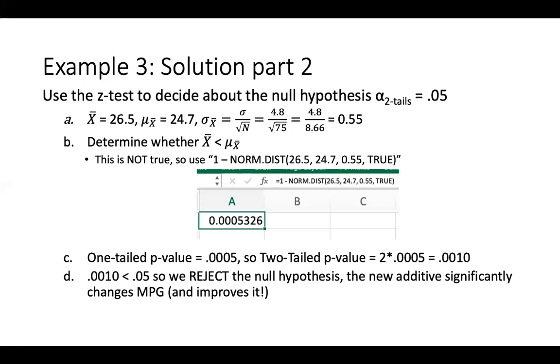We've got to make this a two-tailed p-value, so we simply multiply by 2 and we get 0.001, and 0.001 is very much smaller than our alpha. So again, we can reject the null hypothesis. The new additive definitely affects MPG, or at least we think reliably it should affect MPG if we put it in cars. And indeed, it improves it, right? We go up by about almost 2 miles per gallon, okay?